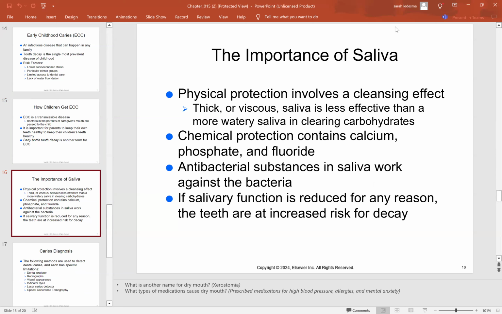The importance of saliva. Physical protection involves a cleansing effect. Thick or viscous saliva is less effective than a more watery saliva in clearing carbohydrates. Saliva provides a chemical protection; it contains calcium, phosphate, and fluoride. Antibacterial substances in saliva work against the bacteria. If saliva function is reduced for any reason, the teeth are at an increased risk for decay. We talk about dry mouth and medications that cause dry mouth. Dry mouth is also known as xerostomia.